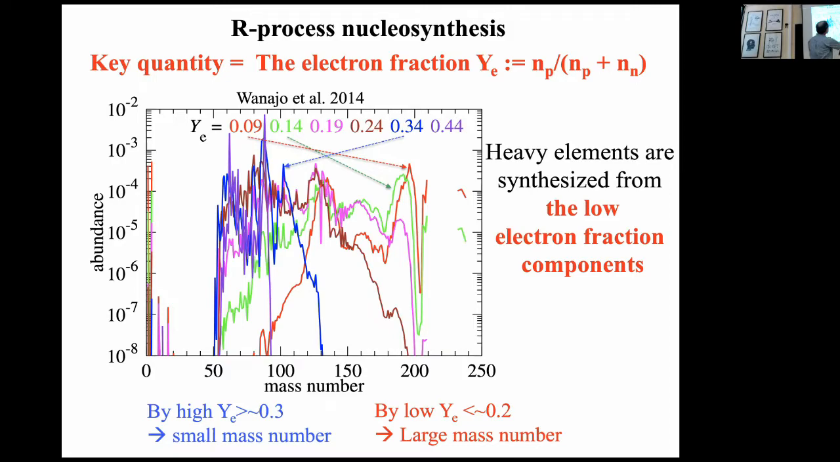By contrast, if Y is close to 0.5, which means something like helium, carbon and oxygen, only the low mass number elements are synthesized. So this clearly shows that to synthesize the heavy r-process elements, we need a low value of Y. By contrast, if we would like to synthesize only a small number of heavy elements, around mass number 100 or 50, then the Y value should be 0.3 or 0.4. This is very important information. Please remember it in the following discussion.